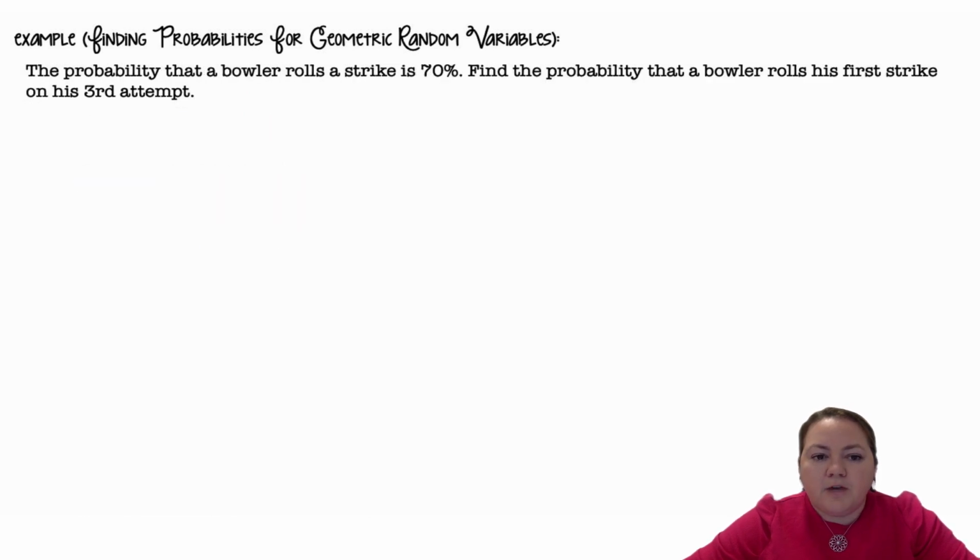All right, finding the probabilities of geometric random variables. Again, the probability that a bowler rolls a strike is 70%. Find the probability that the bowler rolls his first strike on his 3rd attempt. Okay, so we're going to keep going until the first success. So the first success is going to happen on the 3rd attempt. Probability is 0.7. Probability of failure, Q, which is also 1 minus P, is 0.3.